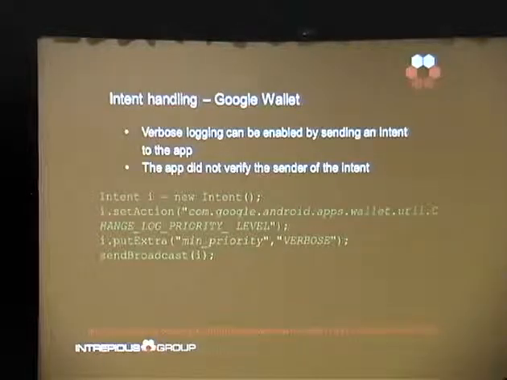This little snippet of code is basically a piece of the exploit code. An intent gets declared by, let's say, our application written by Intrepidus. We set the action to change log priority level, and that's the action that Google Wallet will have an intent filter for. Then we add a little extra field to turn on verbose logging, and then we just blast it out. And of course, the application starts dumping parts of the credit card number.